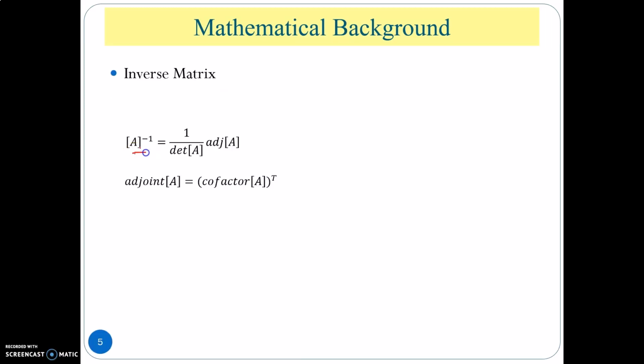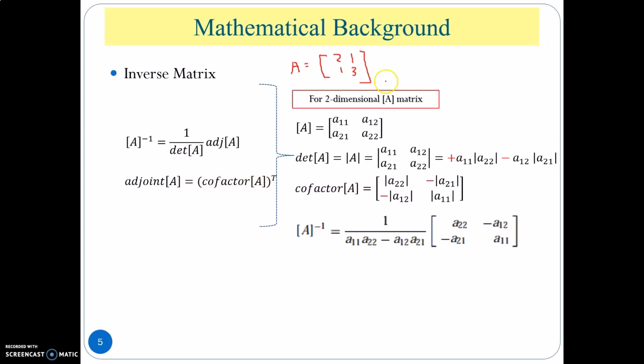The inverse matrix is equal to 1 divided by determinant A, multiplied with the adjoint A, where the adjoint A is equal to the transpose of the cofactor A, which means you need to perform the cofactor A and then you perform the transpose. For example, let's say you have a 2 times 2 square matrix A here. So in this case, we are going to find the inverse of it.